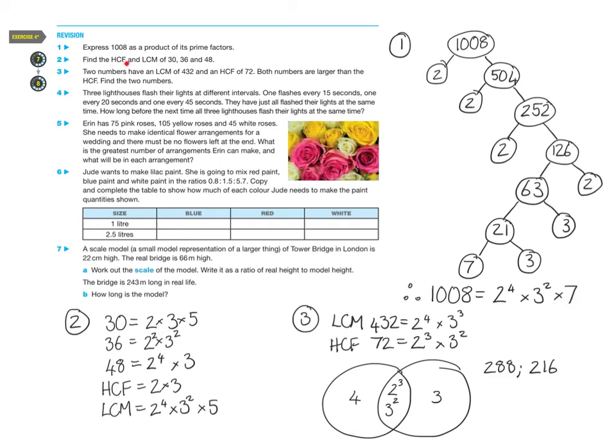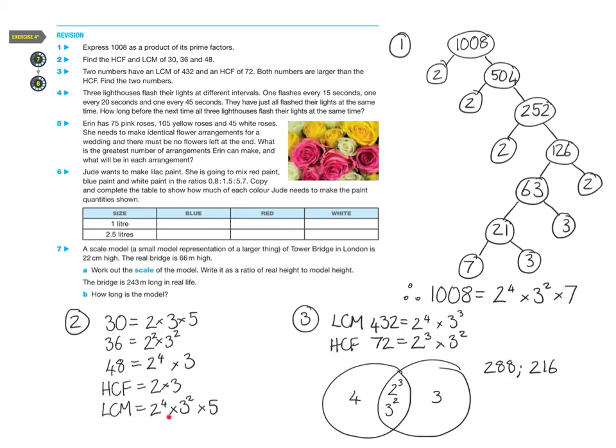The next question says find the highest common factor and lowest common multiple of those 3 numbers. And I've taken a moment to write down all of these as products of their prime factors. The highest common factor is whatever is shared amongst them. So I can see that each one of these numbers has at least 1 2, and they have at least 1 3. Not all of them have a 5, not all of them have more than 1 3. So that's why those are the only highest common factors.